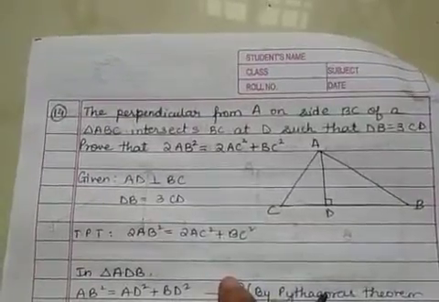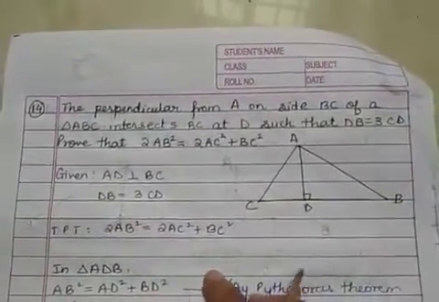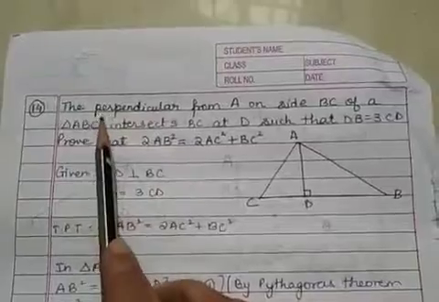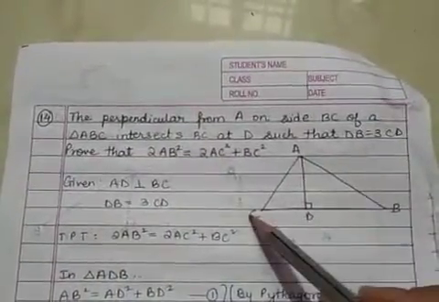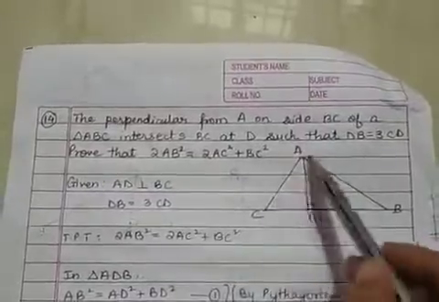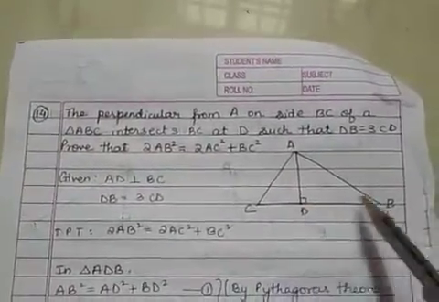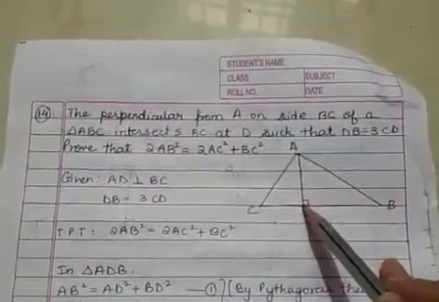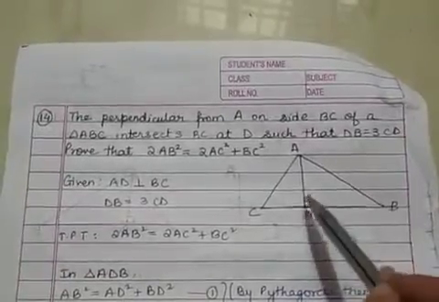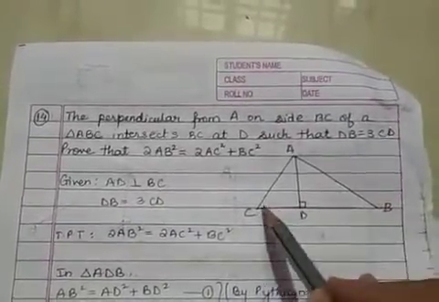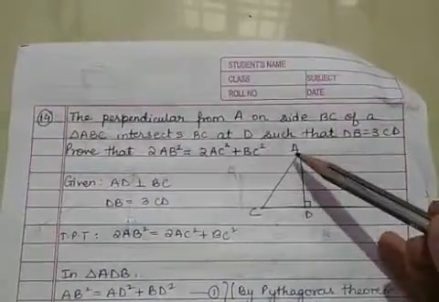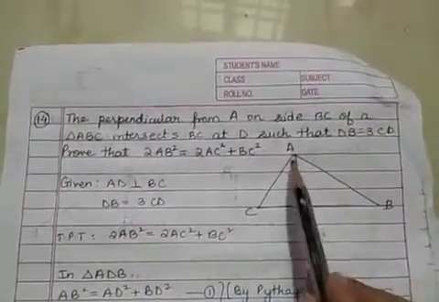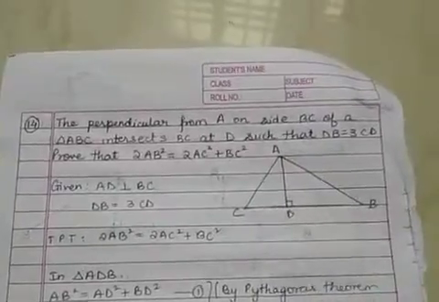In this video, let us solve the 14th question. The 14th question says, the perpendicular from A on side BC of triangle ABC intersects BC at point D such that DB is equal to 3 times CD. What you have to prove here is 2 times AB square is equal to 2 times AC square plus BC square.